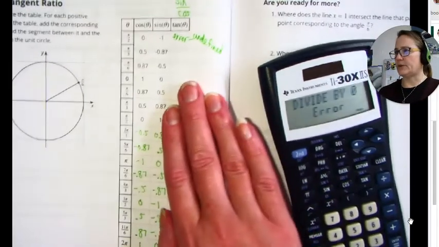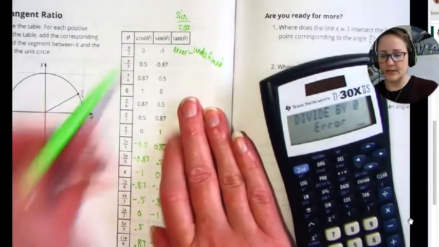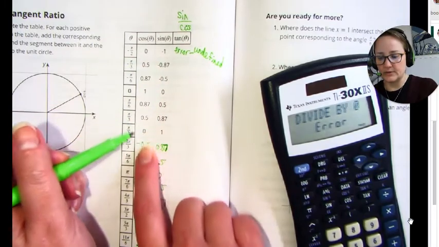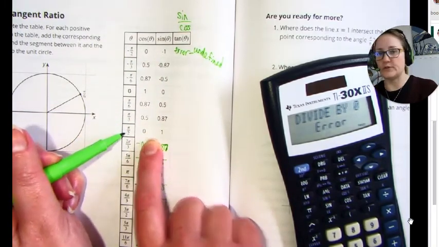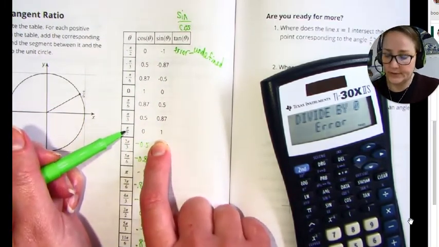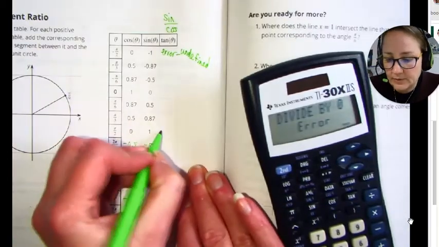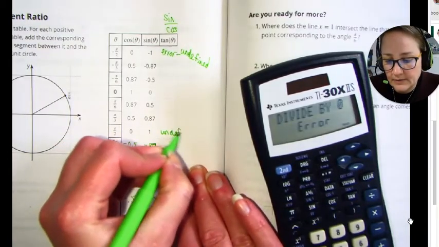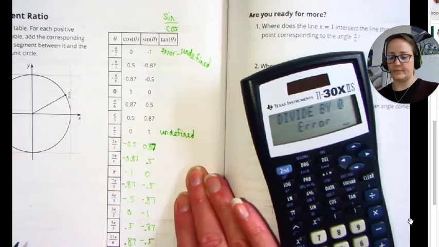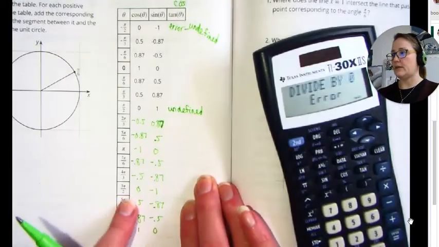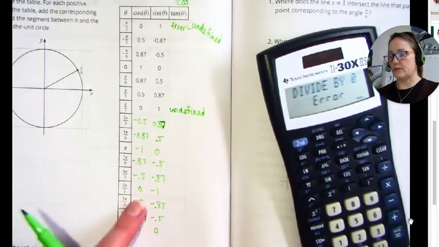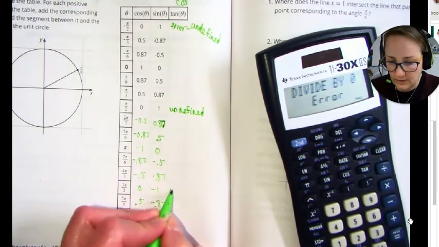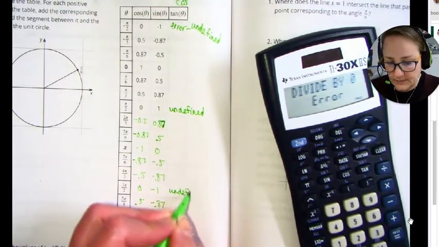So if we know that that part is undefined, every time I have something that is dividing by 0, again here at pi over 2, there's a pattern for you. Also going to be undefined. And at 3 pi over 2, we're also dividing by 0, also undefined.